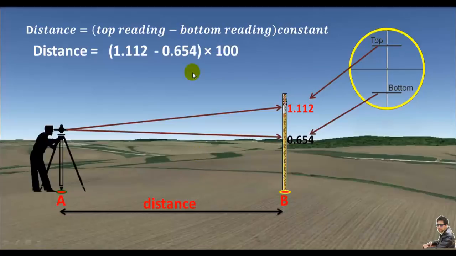But how can we get this constant? Or where does this constant come from? Remember, when you buy a new thing, there is always a nice manual with that. Similarly, when you buy a new leveling machine, there is always a manual with that. So the constant can be found in that manual. Do some maths, you will get, of course, the distance equals 45.8 meters. And this is it.